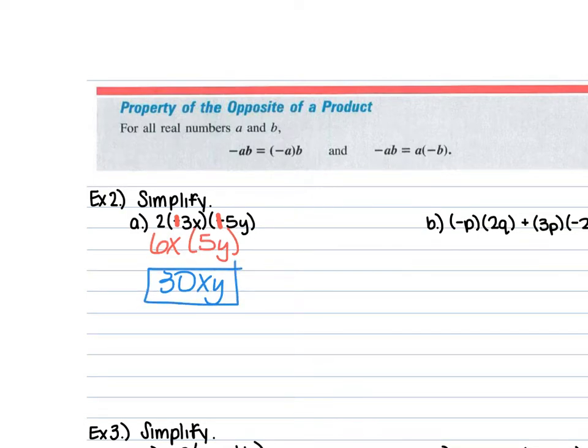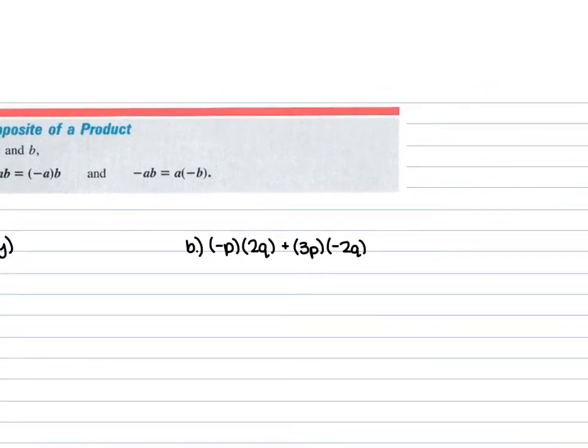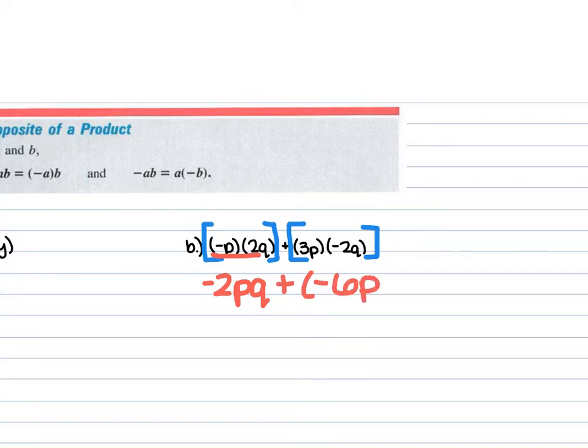Like that. All right, so for B, we have negative p times 2q plus 3p times negative 2q. So we're going to do this side here first, as well as this side here first, before we can combine with addition. So the negative p times 2q is going to give us a negative 2pq. And then that 3p times negative 2q is going to give us a negative 6pq.